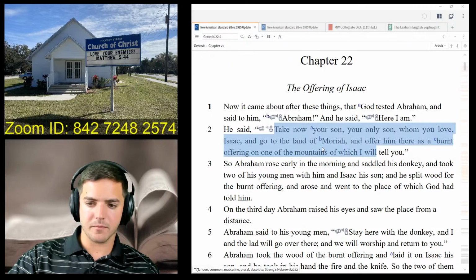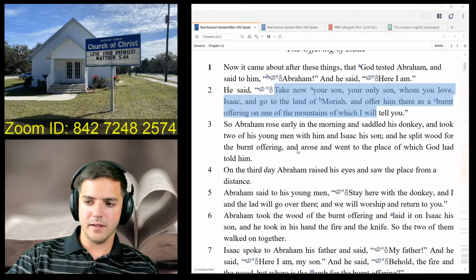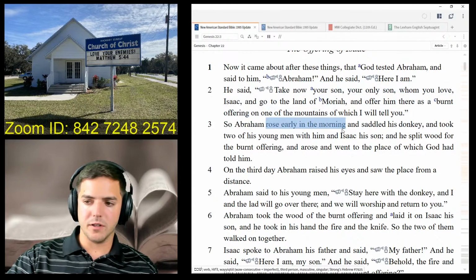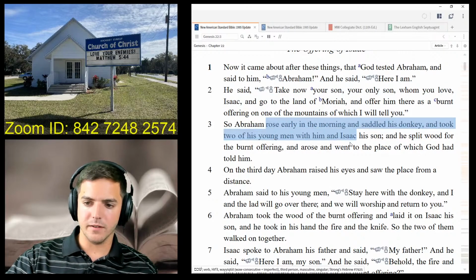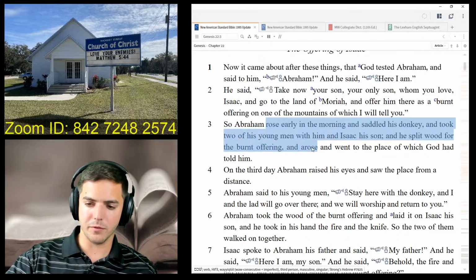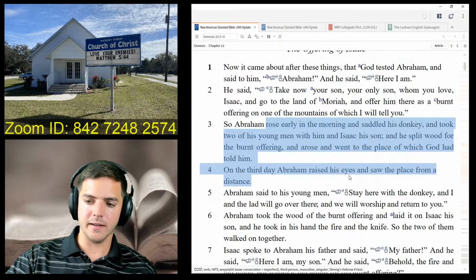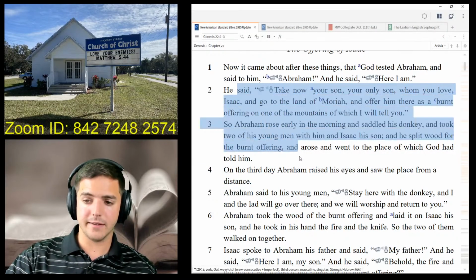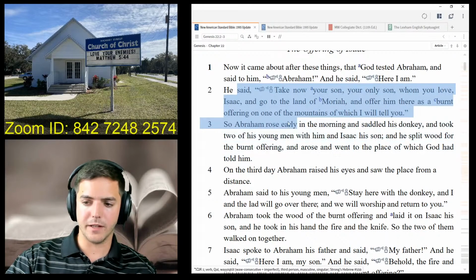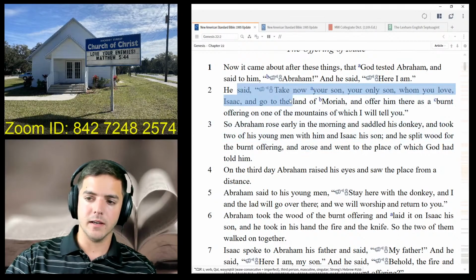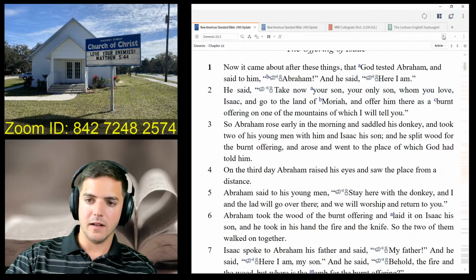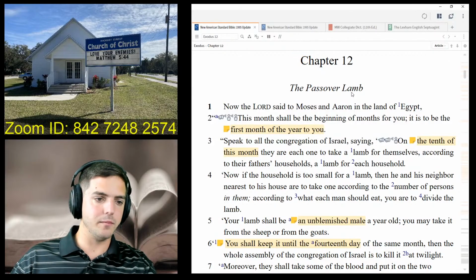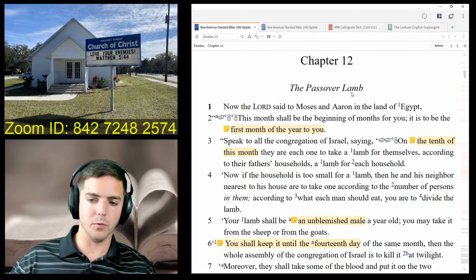What happened after that? In verse 3, they rise up early in the morning, they get all their things together, they split the wood, and then on the 3rd day, Abraham raised his eyes and saw the place from a distance. So he was told on day 1, you add 3 days to that, how long it took him to travel, that's 4 days between hearing the command to go and to offer Isaac and arriving at the mountain in Moriah to actually offer up Isaac. It took 4 days.